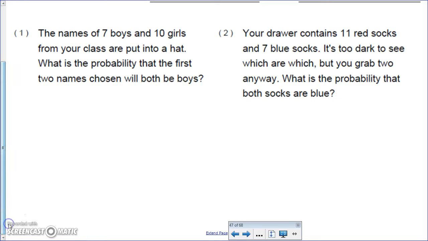So for question 1 here, the names of 7 boys and 10 girls from your class are put in a hat. What is the probability that the first 2 names chosen will both be boys? So first, we know we have 7 boys out of the 17 kids in the class. So that's the probability of a boy being chosen first. Then we're going to multiply it by the second event. What's the chance that a boy will be chosen second? Now, we're not putting the names back into the hat, so now our probability has decreased. Now we only have 6 boys' names in there out of 16 slips. So we're going to multiply by that.